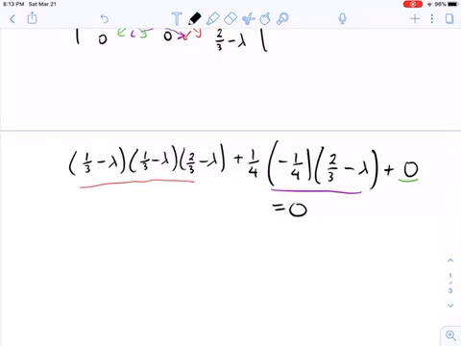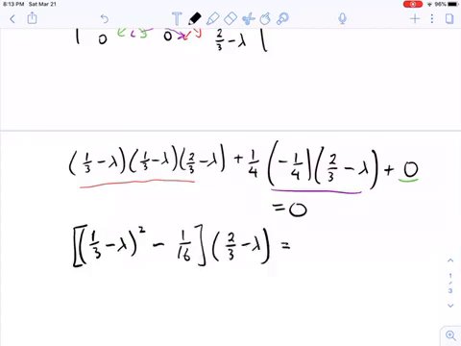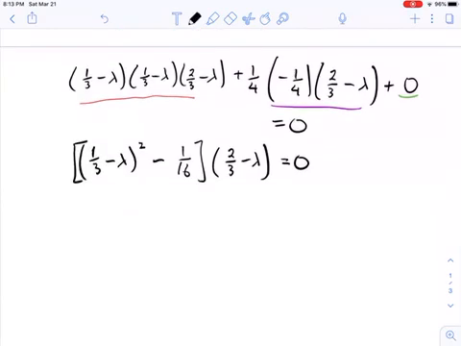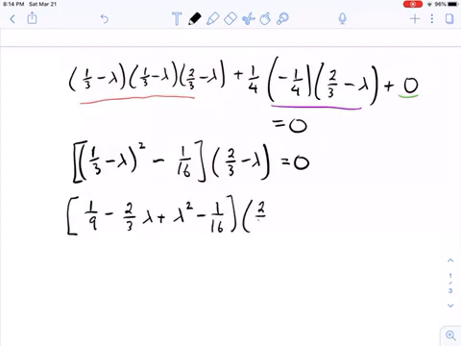Okay, so there is a common factor of 2/3 minus lambda, and so we could write this as 1/3 minus lambda squared. We have two factors from the red term, and then we have minus a quarter times a quarter, which is minus a 16th. And then all of that is multiplied by 2/3 minus lambda, and that's equal to 0. So expanding the square, we get 1/9 minus 2/3 lambda plus lambda squared, minus a 16th, times 2/3 minus lambda, equal to 0.